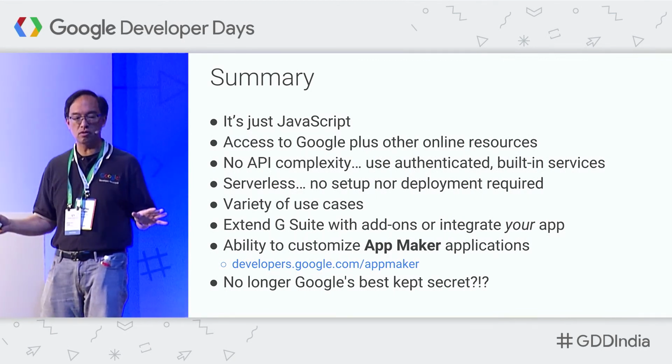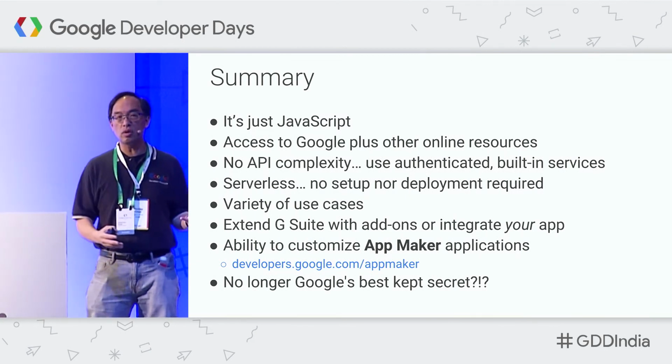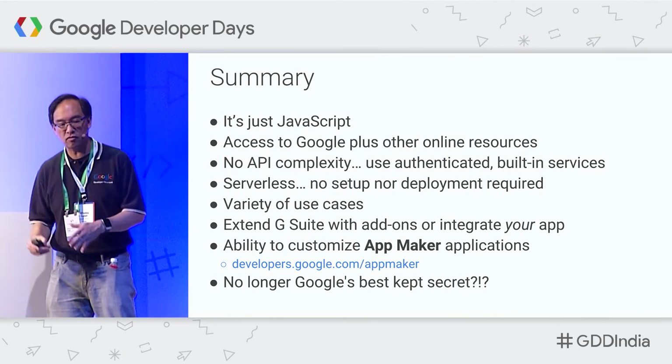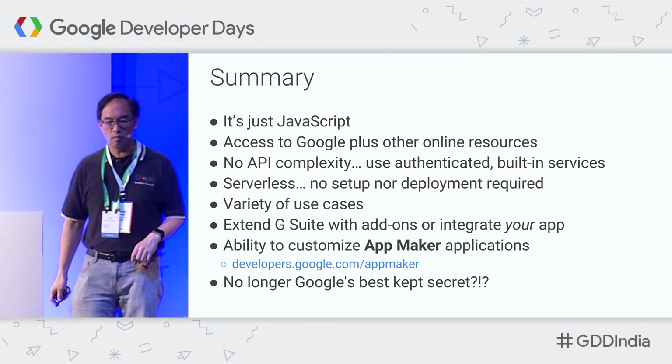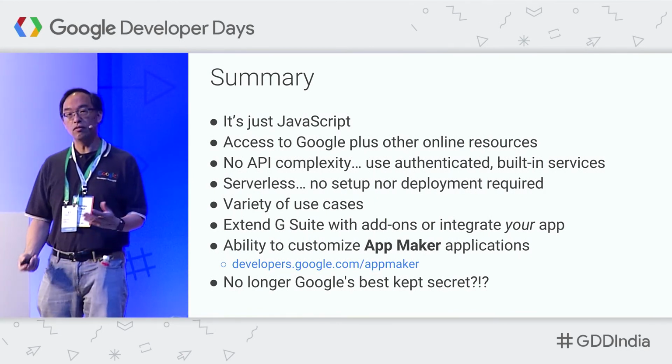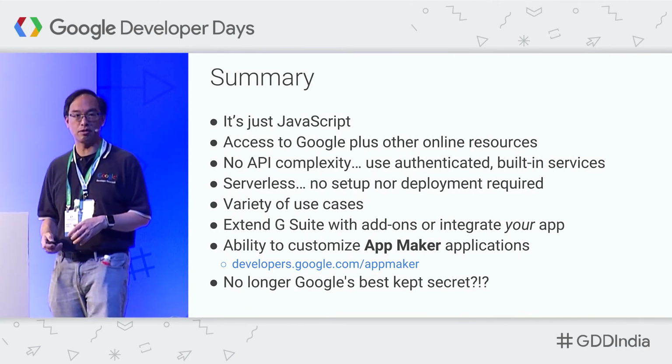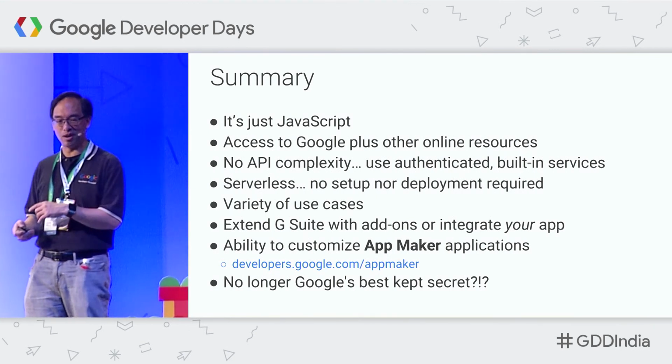And there are lots of different use cases. You can extend G Suite with add-ons, or you can integrate your app's functionality, and then you can further customize AppMaker applications. And hopefully, after today, it's no longer our secret, all right? Because you guys all know about it now.